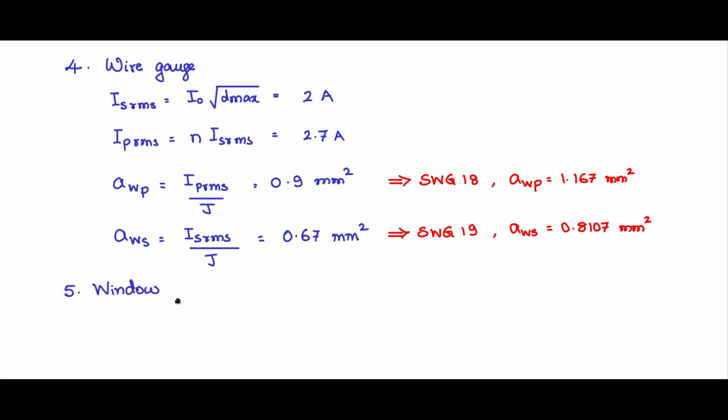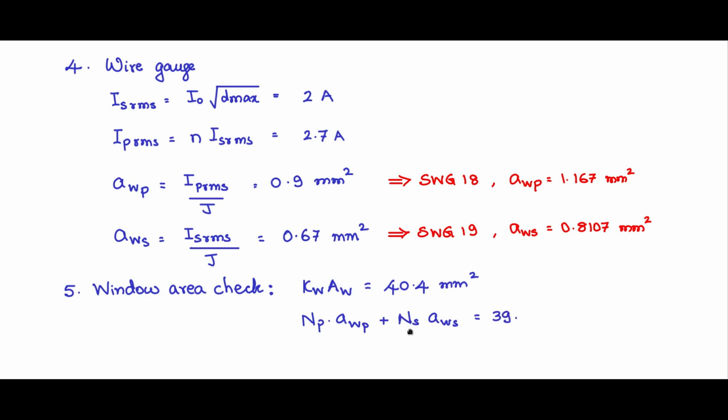Finally, come and do the cross check, window area cross check, to ensure that the windings will fit into the core. Kw Aw you can calculate as 40.4 mm square, and Np Awp plus Ns Aws will be equal to 39.1 mm square. So you see that the window area check is satisfied, and the design of the forward converter transformer is complete.